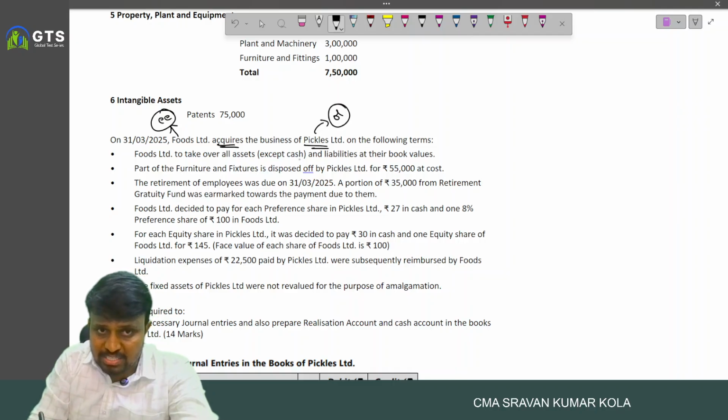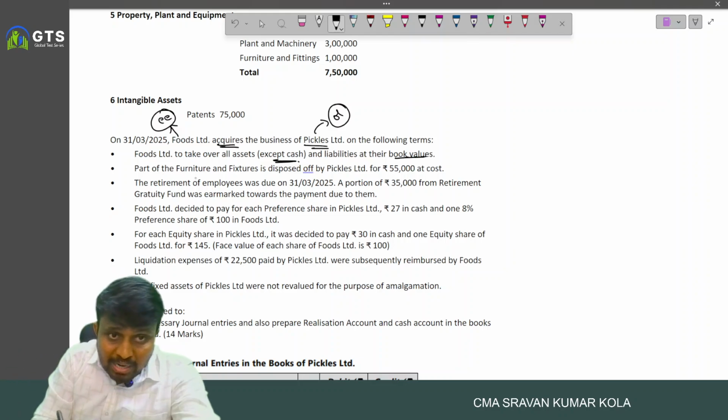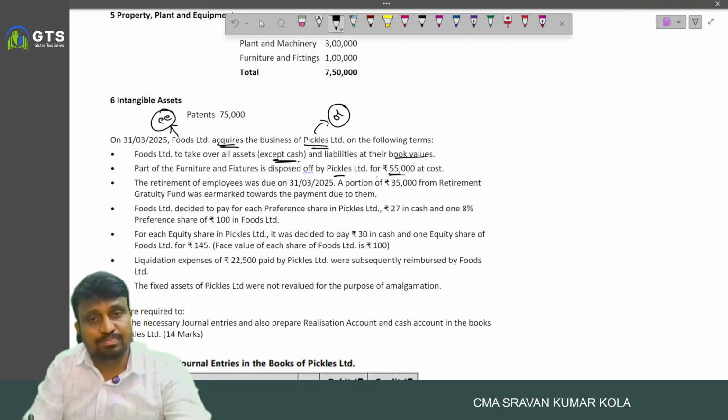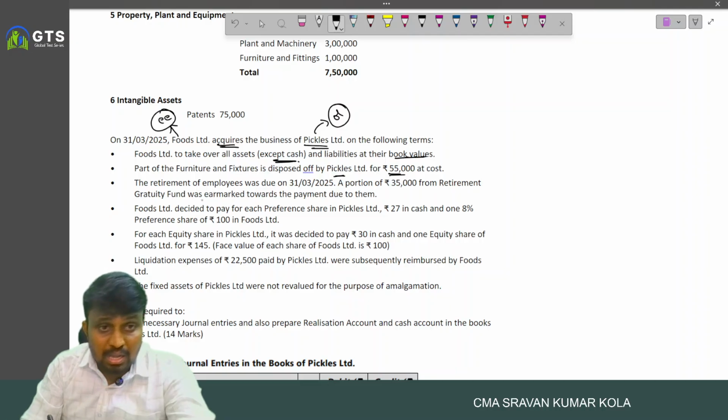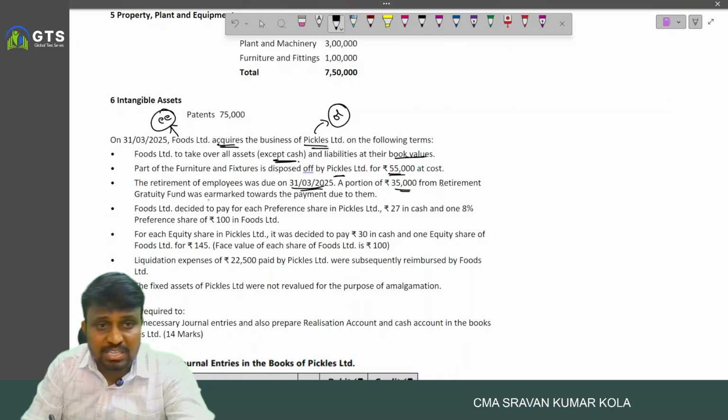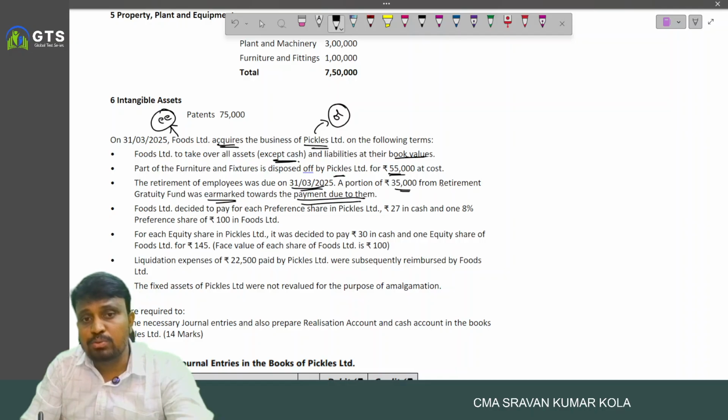Food Limited takes over all assets except cash. Cash is not taken. And the liabilities are taken at their book value. All assets and liabilities at their book value. Part of the furniture and fixtures was disposed of by Pickle Limited for 55,000 at cost. Retirement of an employee was due on 31st March. A portion of 35,000 from the retirement gratuity fund was earmarked towards payment due to them. That is shown as a part of liability.